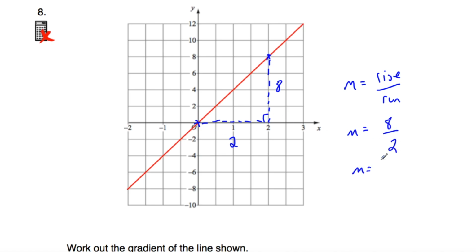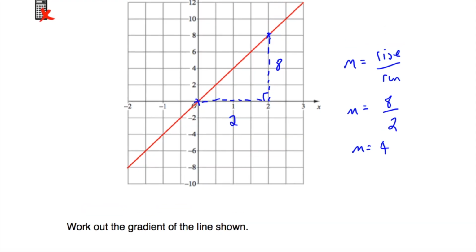And if we do 8 divided by 2, that's equal to 4. So the gradient of that line is 4. And let's just check that. If we go 1 unit across, we go up 4, and so on. And that's it. So the gradient of that line is equal to 4. So if we just write 4 in, that's the answer, 4.